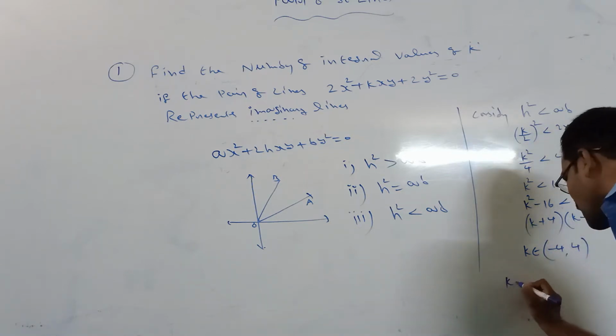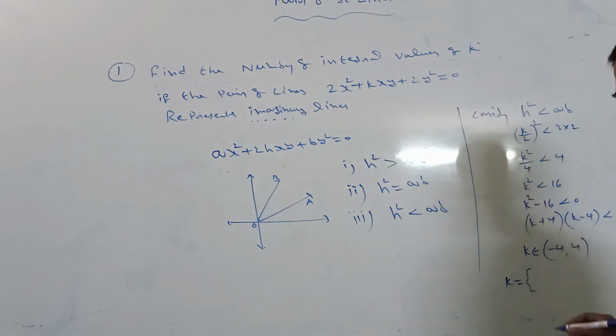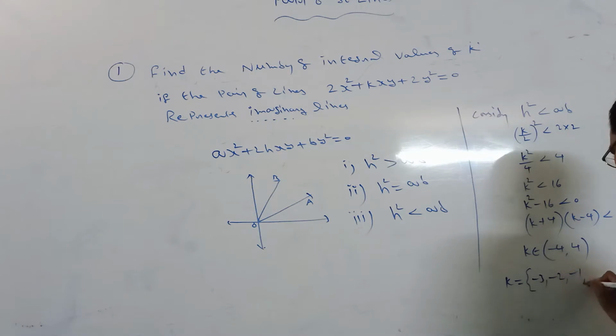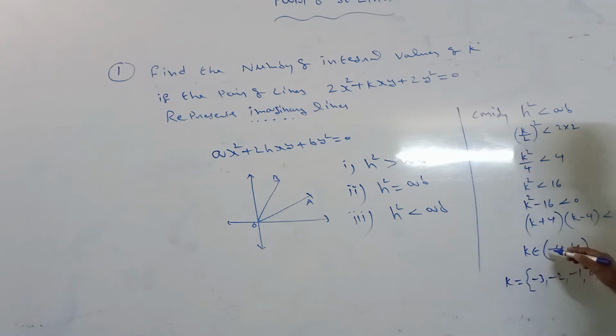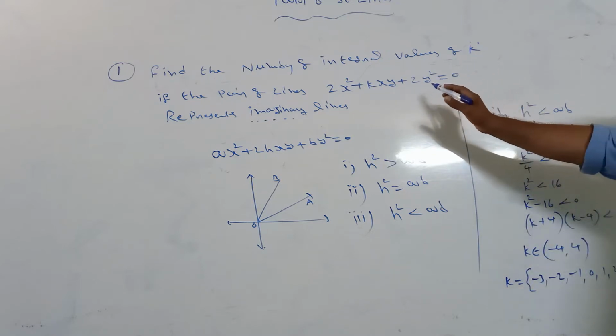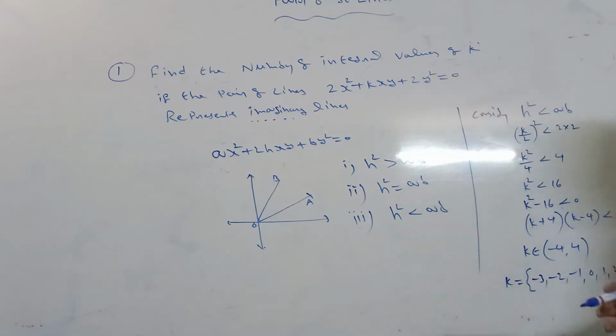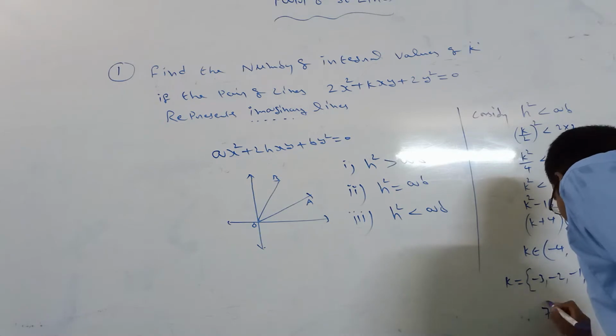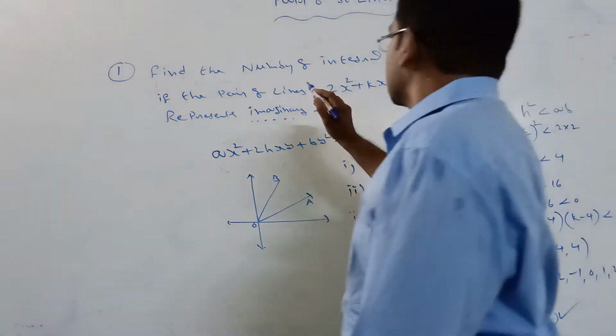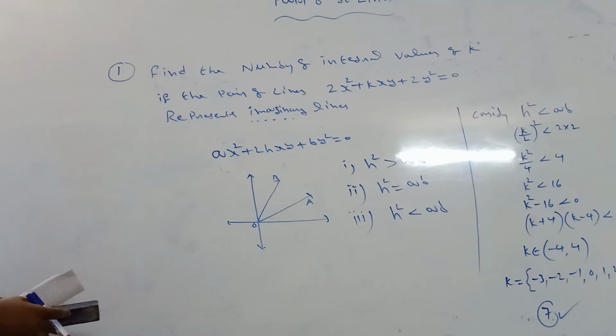So what are the possible integers in this range? The possible integers are -3, -2, -1, 0, 1, 2, 3. Don't count -4 and +4, as this is an open interval. So how many integer values? Count 1, 2, 3, 4, 5, 6, 7. So there are 7 integers for which the given pair of lines represents imaginary lines.